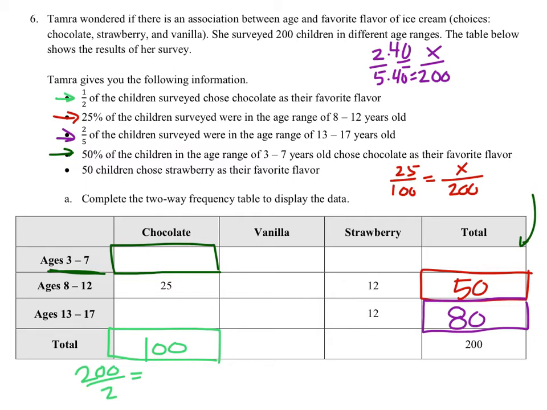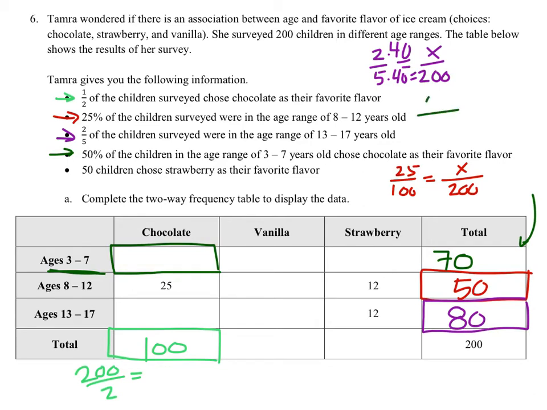So we got to take the 200, take out 80, then take out 50, and that will tell us how many. That's going to be 70 right here. So 70 of the children surveyed were in the age range of 3 to 7, which now allows us to figure out how many like chocolate. And it was 50% of them.